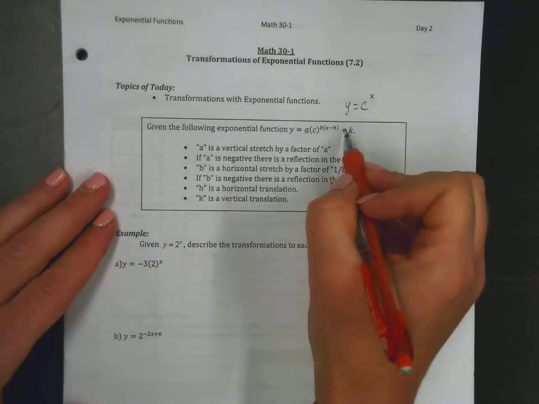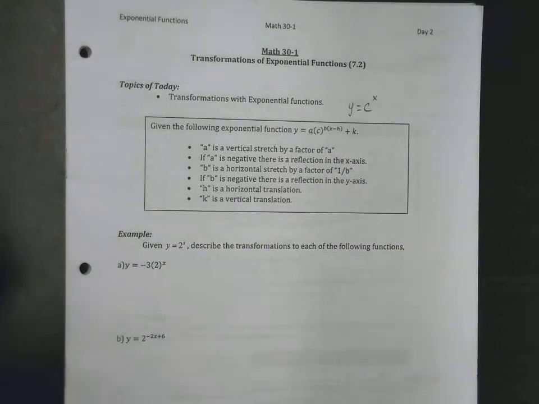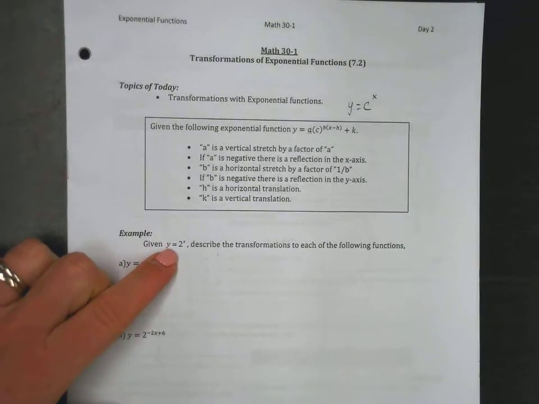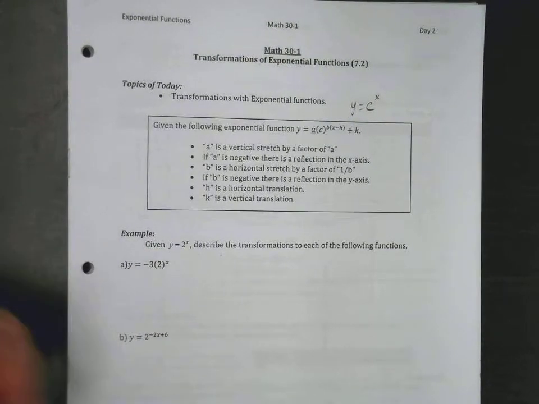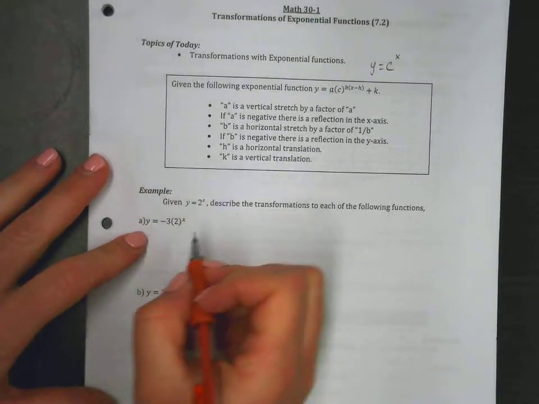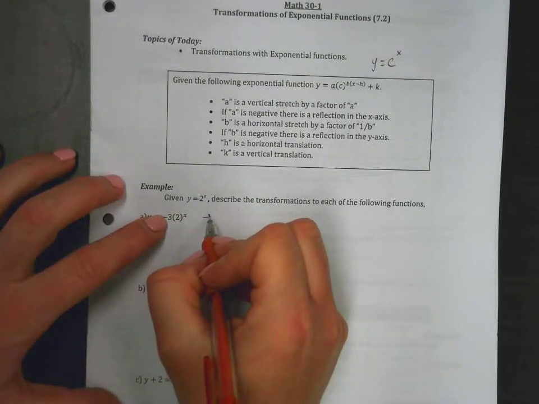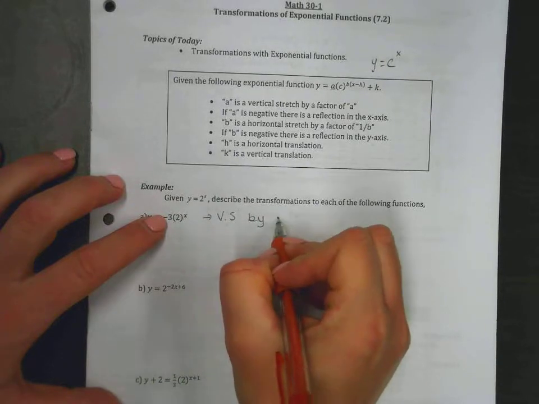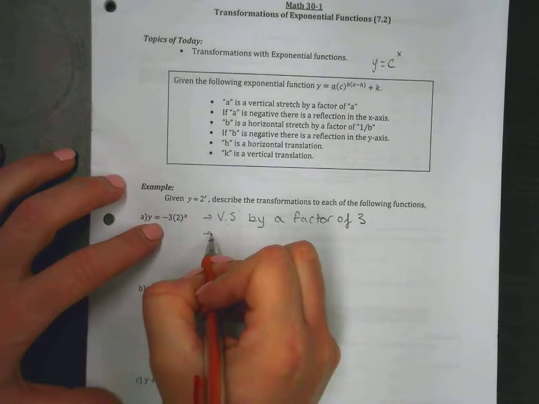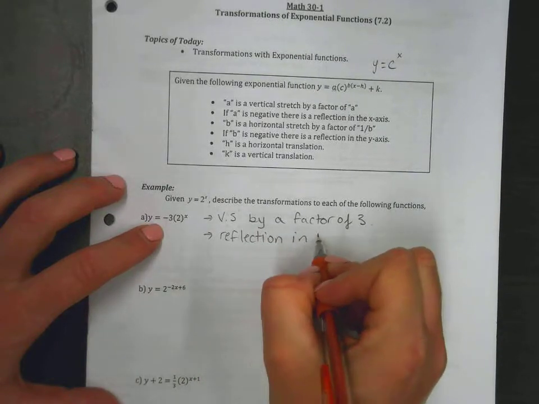And then our k value, if I add some value to the entire function, this is going to translate the graph vertically. So we're just going to quickly take, given the original function y equals 2 to the power of x, we're just going to look at each of these functions and describe each of the transformations. So starting with y equals negative 3 times 2 to the x, if I've multiplied the entire function by a negative 3, well, the 3 tells me that there is a vertical stretch by a factor of 3. And the negative tells me there is a reflection in the x-axis. So our transformations are really no different with exponential than any other transformations we've worked with.